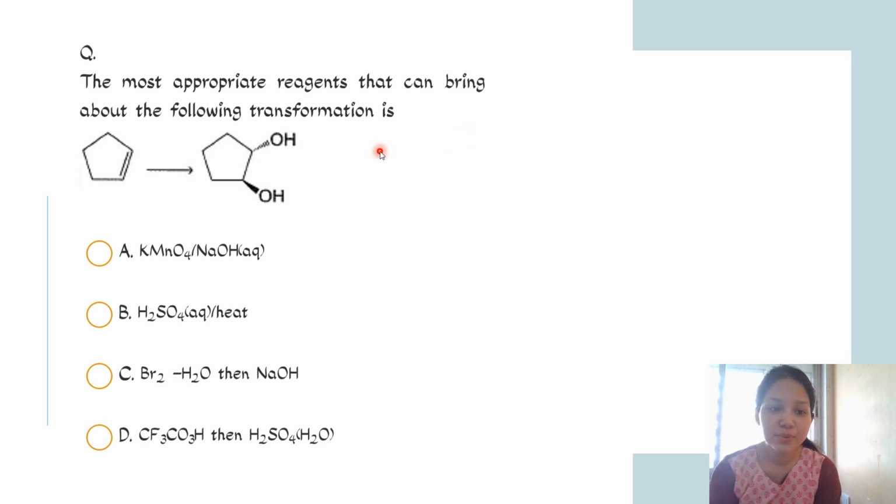So let us move to the next question, and this question will be on the topic epoxide. The most appropriate reagents that can bring about the following transformation is, you are given this cyclopentene and you are asked to treat with these four reaction conditions, and you have to figure out which reaction condition will give you an anti-diol across the double bond.